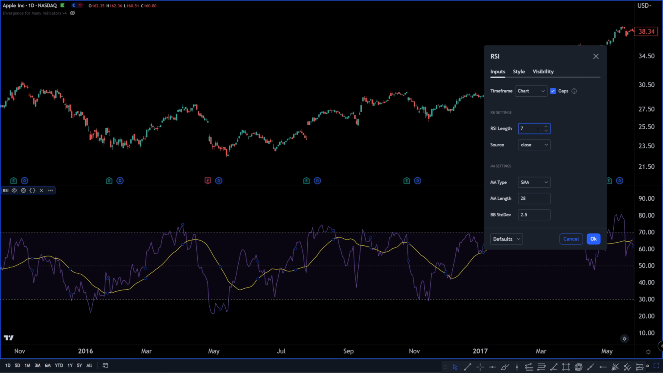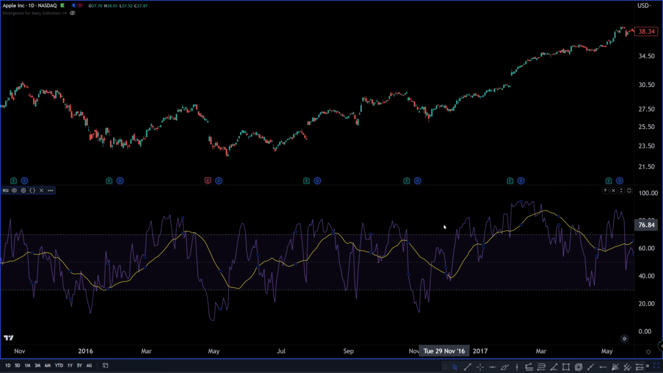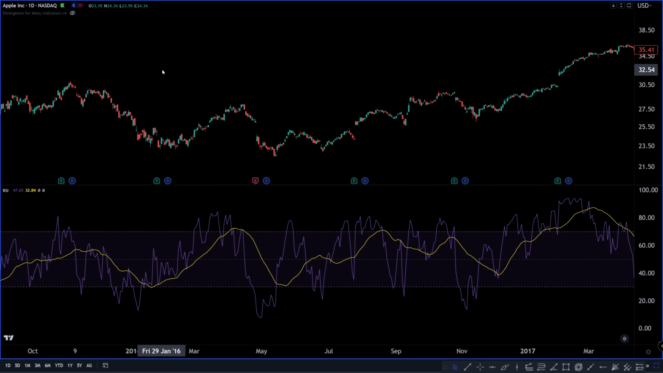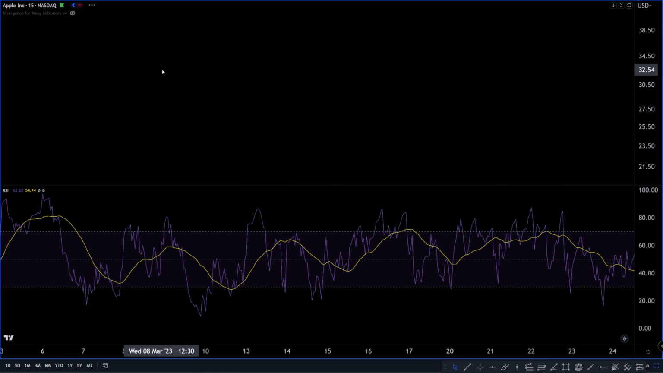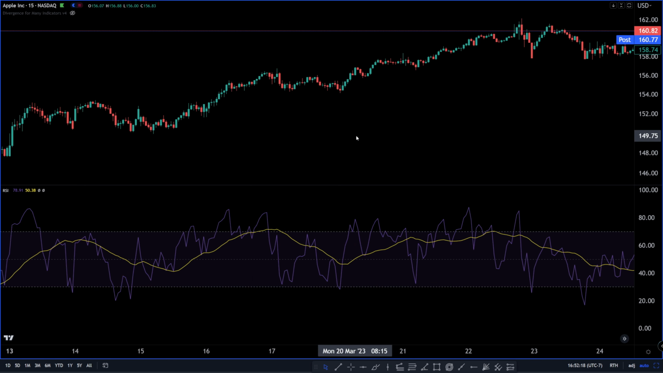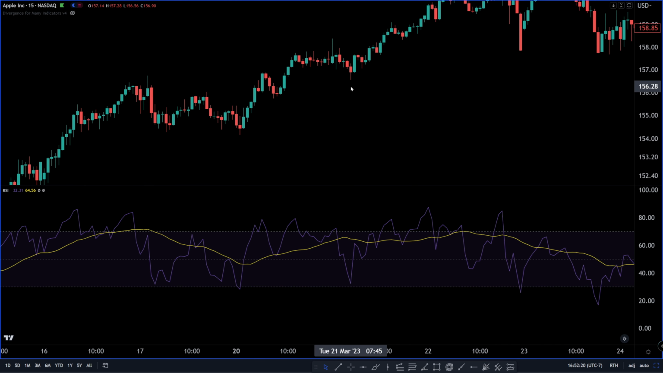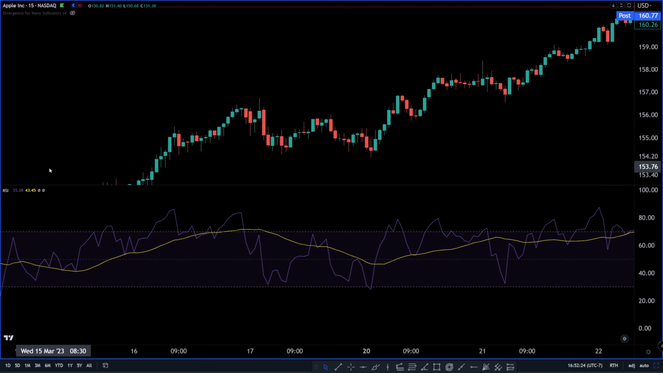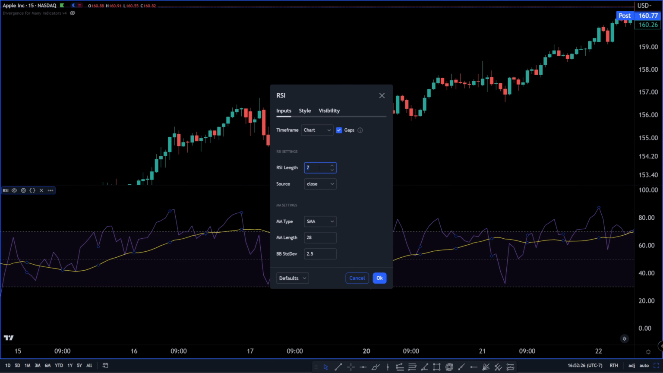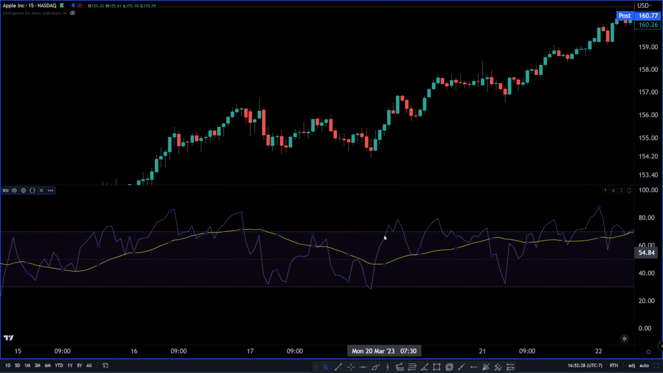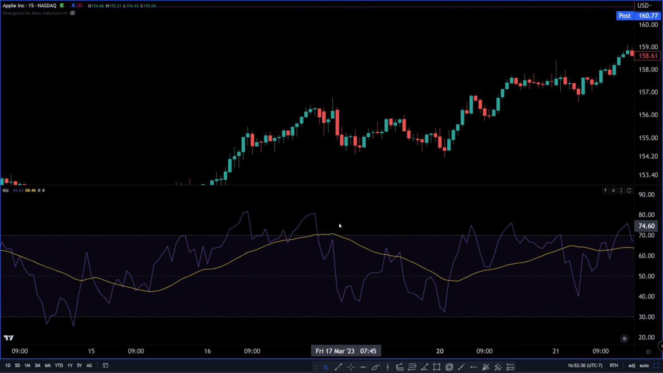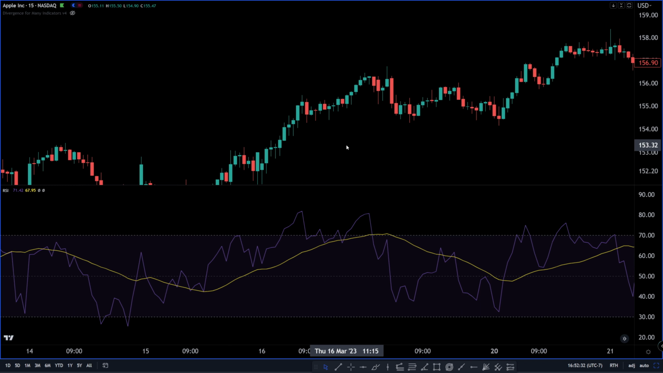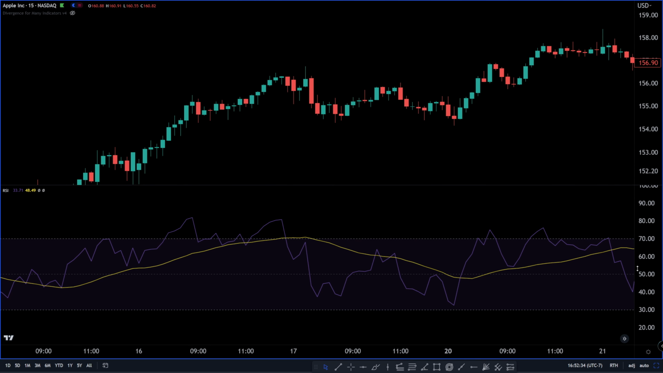A shorter look-back period like 7 will make the RSI more sensitive to recent price changes, generating more frequent overbought and oversold signals. This setting can be useful for short-term traders or in markets of higher volatility. After 7 comes 9. Another popular alternative to the default 14 period is the 9 period RSI. This setting is still sensitive to recent price changes, but offers a slightly smoother representation of momentum compared to the 7 period RSI.